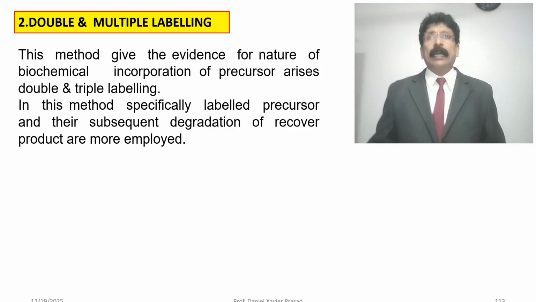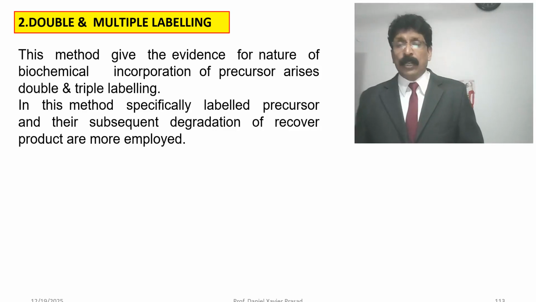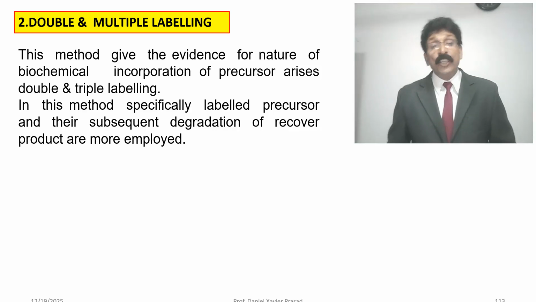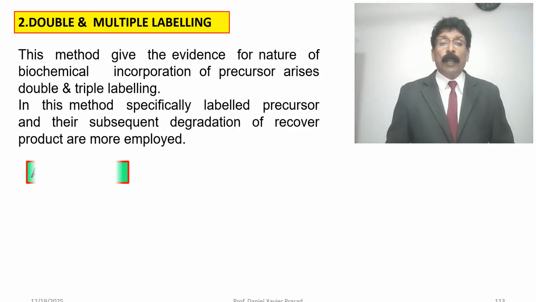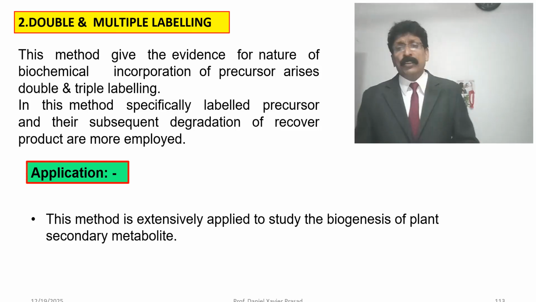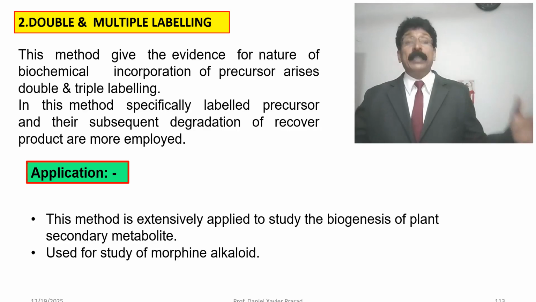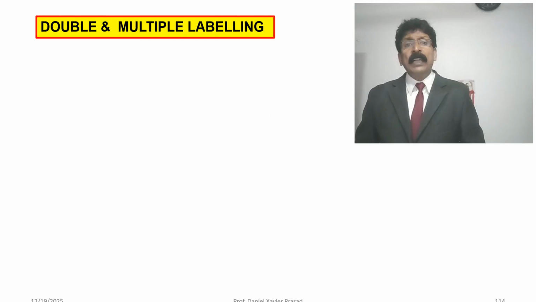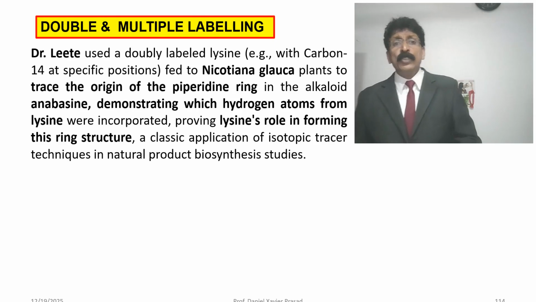Carbon, nitrogen, and also phosphorus, sulfur, or sodium, if present in the compound, can be labeled too. In this method, specifically labeled precursors and the subsequent degradation of the recovered product are mostly employed. Application: this method is extensively applied to study the biosynthesis of plant secondary metabolites, complicated, big structures, as used in the study of morphine alkaloid. As an example of double and multiple labeling, Dr. Leete used a double labeled lysine.